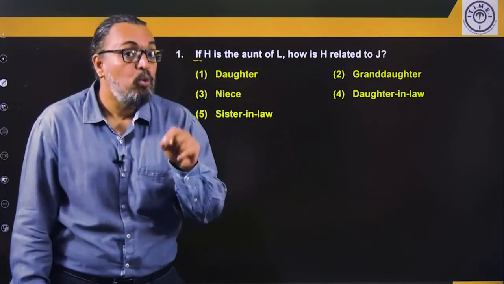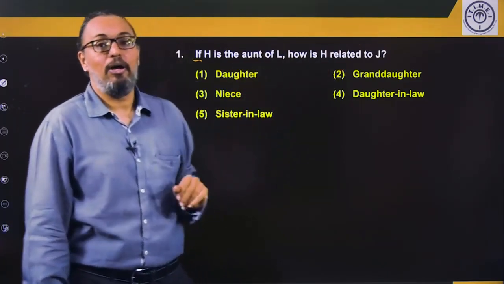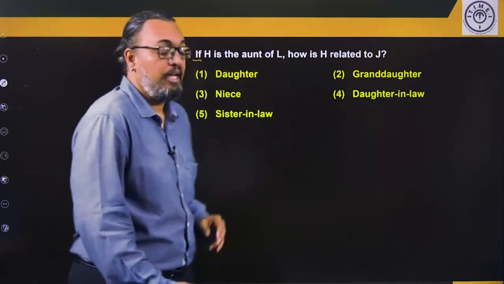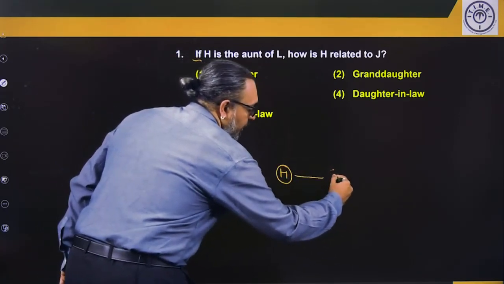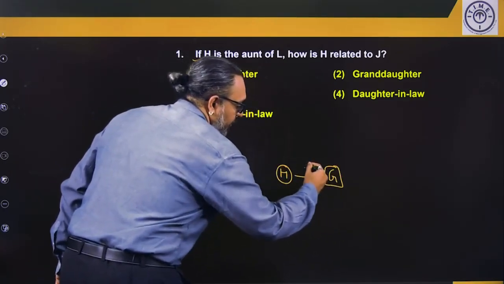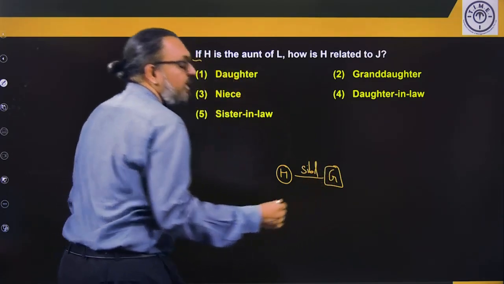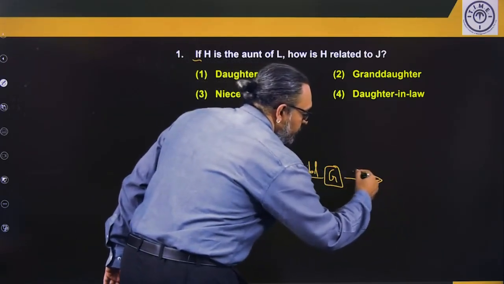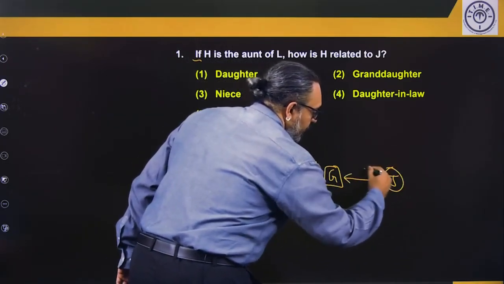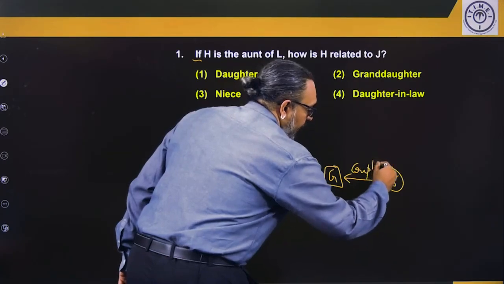So, when he is asking how is H related, from the other person you have to check, means the other person is J. So, if H is the aunt, H is a female, and H has a brother G; they are siblings. Siblings are people who have the same parents, correct? And then G is married to J, they are a couple, and then L is here.